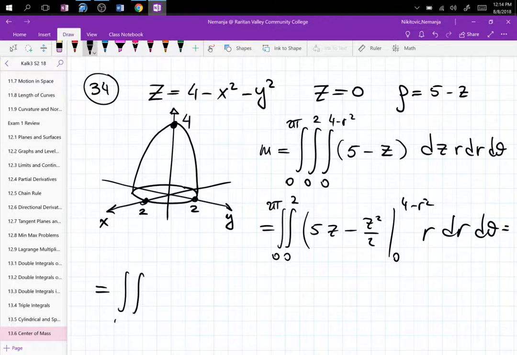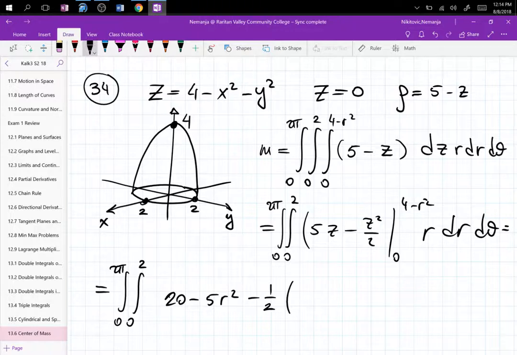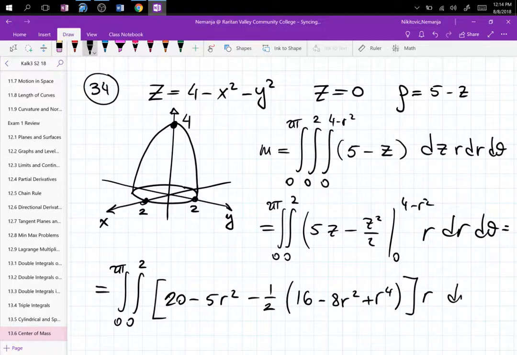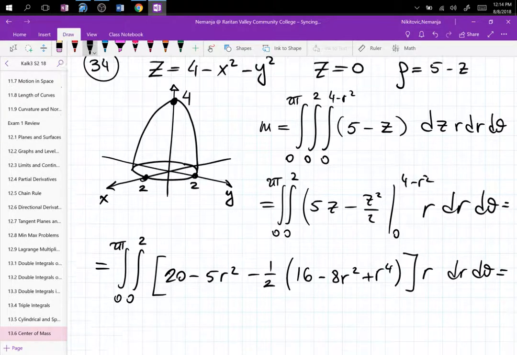So we have 0 to 2 pi, 0 to 2. Plug in this, that's 20 minus 5r squared, minus 1 half, open parenthesis, and now we've got to square this. So that's going to be 16 minus 8r squared plus r to the 4th. Beautiful. All of this times r, and then dr d theta. Nice.